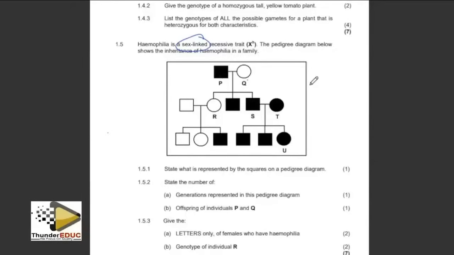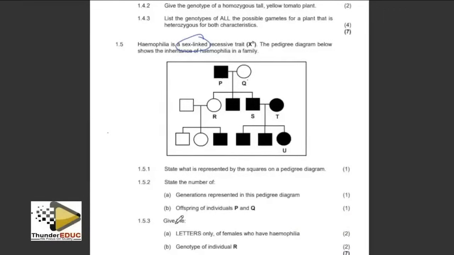Now, they are saying state what is represented by a circle. We have said that the circle means female. State the number of generations. We have talked about them. There are three generations: 1, 2, 3. Offspring of P and Q. State the number of offspring of P. The same thing. Is this, this, and this. This one and these ones only got married into the family, so they are intruders.